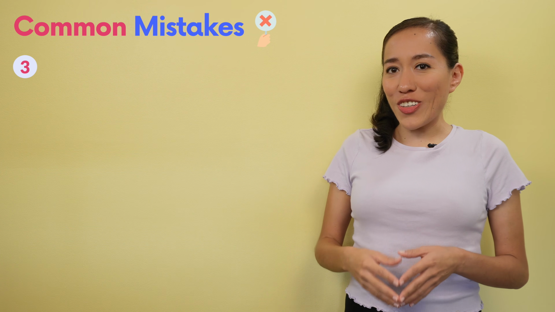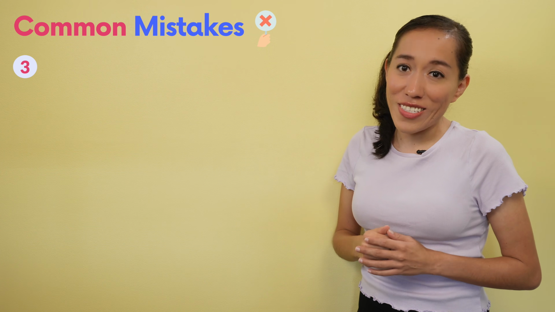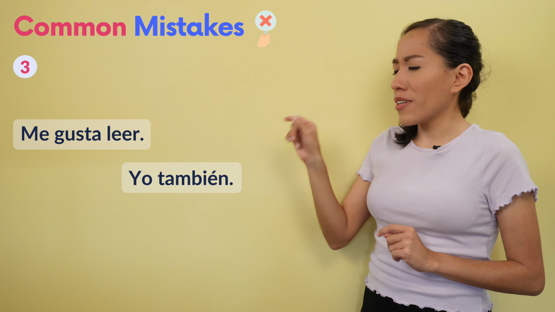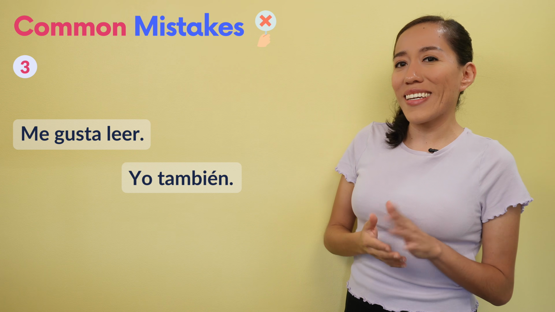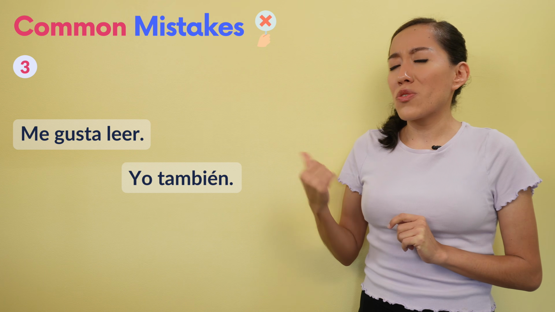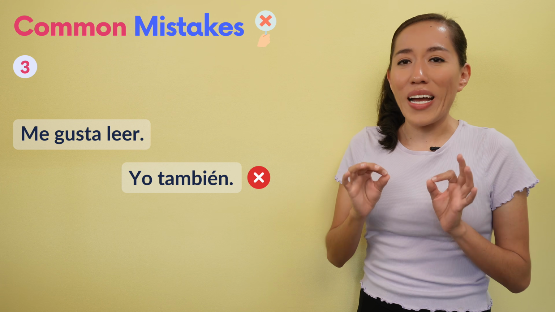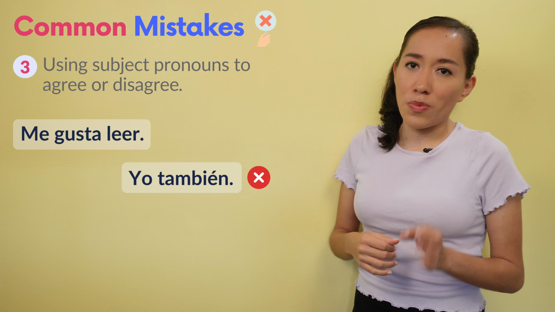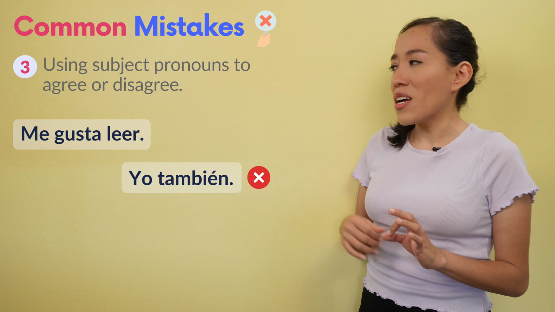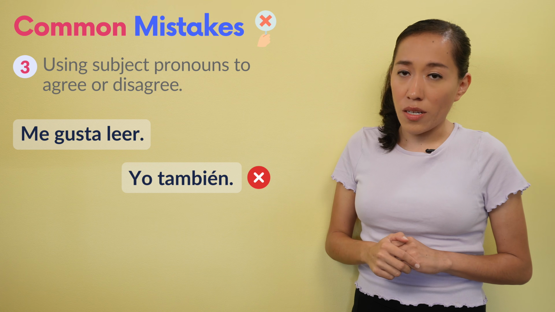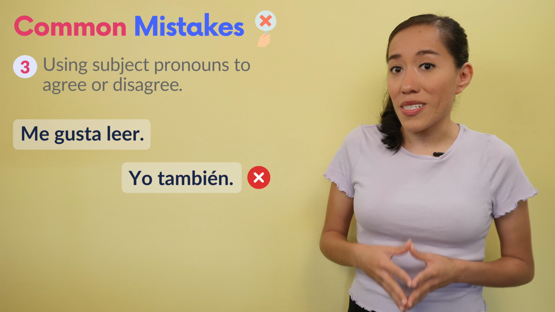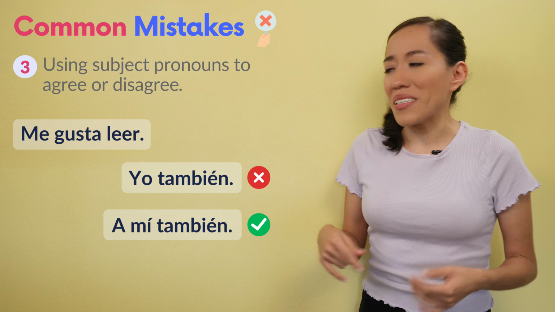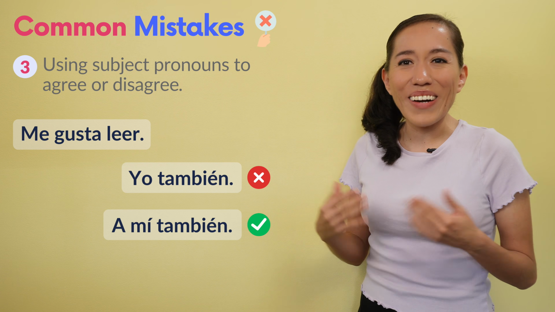El tercer error se relaciona con los dos errores anteriores. Check this conversation. Me gusta leer. Yo también. What's wrong with this? Perfecto. Esta oración es incorrecta because we're using subject pronouns to agree or disagree with verbs like gustar. So what do you think the correct answer is? Muy bien, a mí también. Me gusta leer. Ay, a mí también.